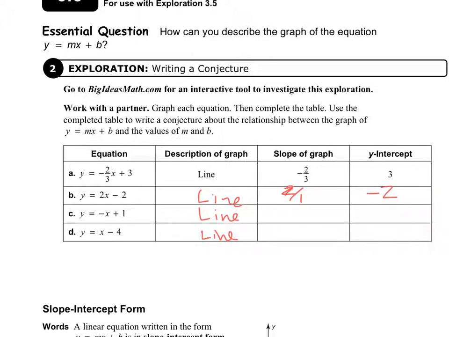Make sure you take the sign with it. That's a negative 2. For C, what imaginary number is sitting in front of x if there is not one there? 1. So the negative sign combines with that 1 to make it negative 1 over 1. And then my y-intercept is a positive 1. For D, my imaginary number sitting there is just 1 over 1, and my y-intercept is negative 4 back there. Comfort level pulling slope and y-intercept from an equation. Sweet. I was hoping that was going to go well.